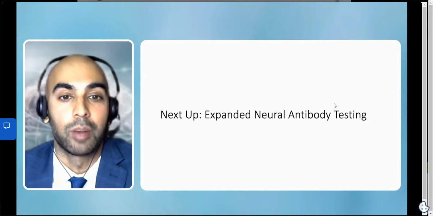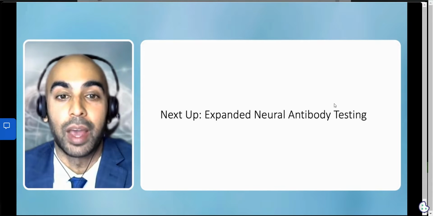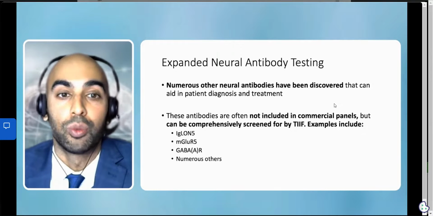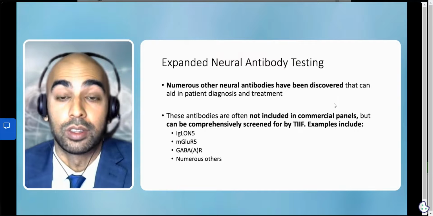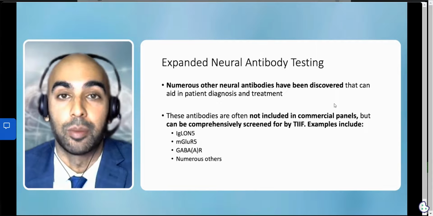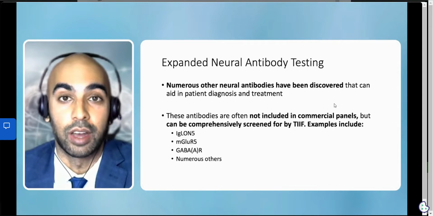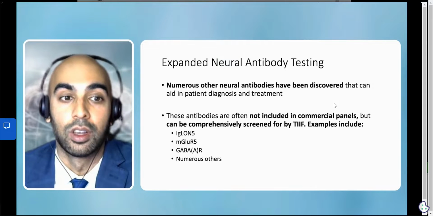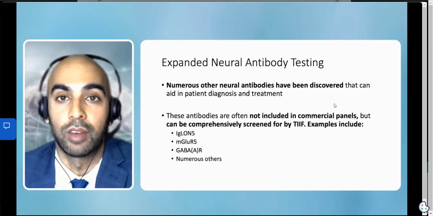So moving right along here, I'm going to discuss a little bit about expanded neural antibody testing. Numerous other neural antibodies, in addition to the ones that I've talked about so far, have been discovered in recent years that can aid in patient diagnosis and treatment. So these are antibodies that have high clinical relevance. However, they're often not included in commercial panels, but they can be comprehensively screened for by brain tissue indirect immunofluorescence or other tissue-based assays. Examples include anti-AGLON5, mGluR5, GABA-A receptor antibodies, and numerous others.